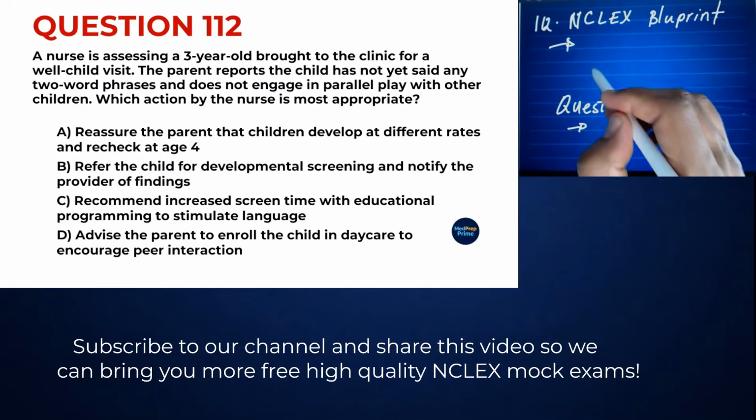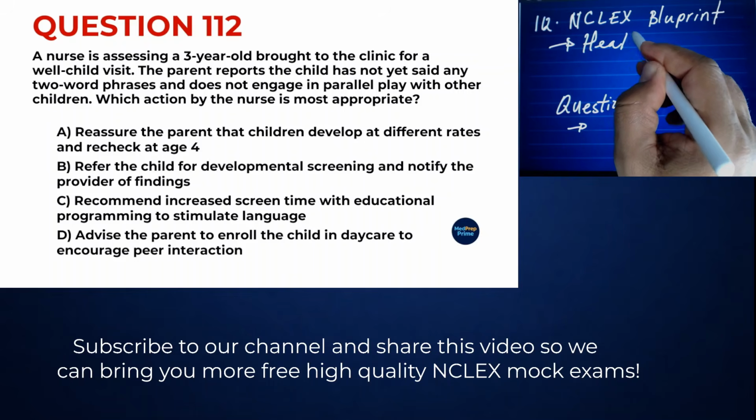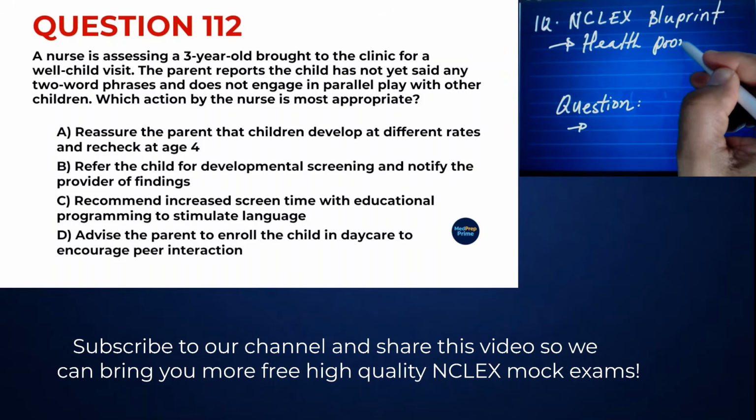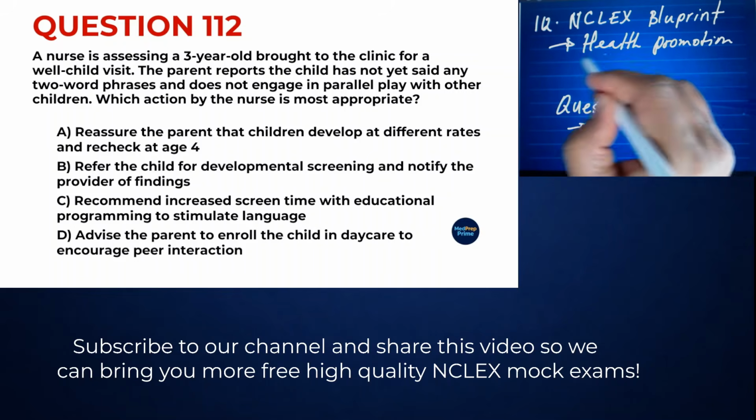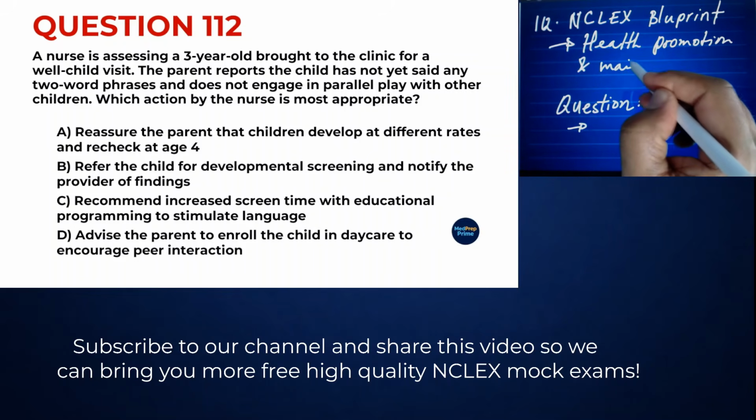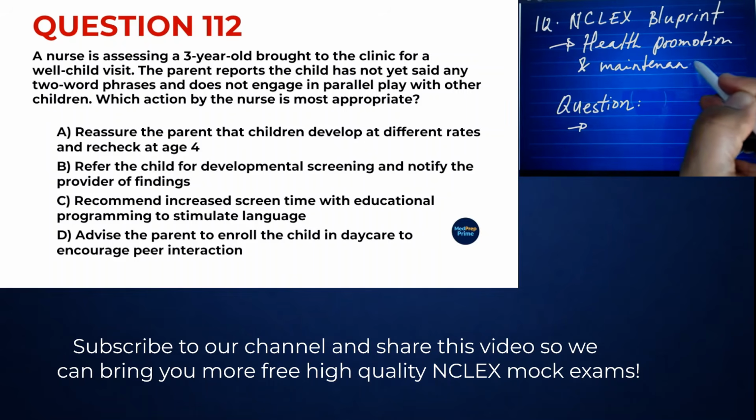Option A. Reassure the parent that children develop at different rates and recheck at age 4. Option B. Refer the child for developmental screening and notify the provider of findings. Option C. Recommend increased screen time with educational programming to stimulate language. Option D. Advise the parent to enroll the child in daycare to encourage peer interaction.